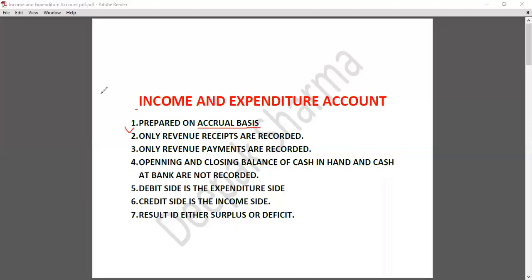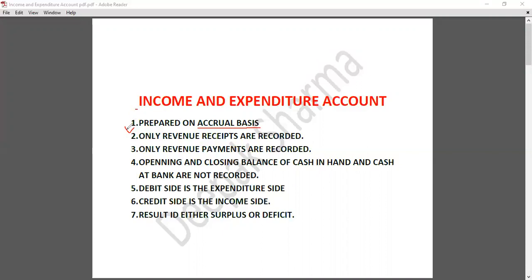So in this video, we are going to start our next topic, that is income and expenditure account. After having a brief knowledge of how we prepare receipt and payment account of a not-for-profit organization, we are moving into our next topic, that is how a not-for-profit organization prepares their income and expenditure account. So the first point we are going to cover here is the features of income and expenditure account and what are the important points that we should know before we start preparing the income and expenditure account.